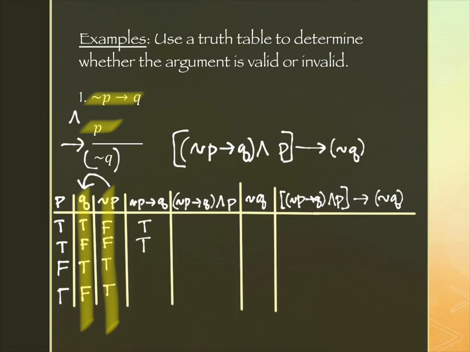The next possibility is that if it starts out true and it ends true, then it's true. So this third one's also true. The last one is the only time an implication, an if-then statement, is false. If it starts true, ends false, that's a false statement.